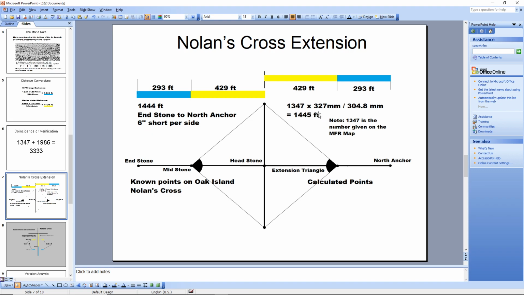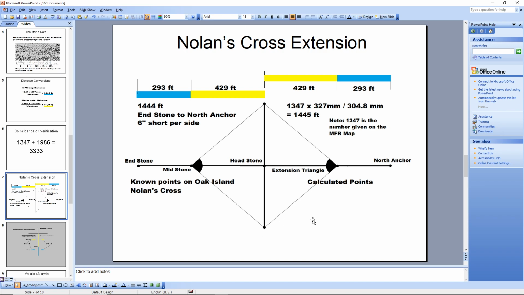If you take 1347 and convert it, you get 1,445 feet. Okay. And 1,347 is the number given on the Rochefoucauld map. I just showed you that. So when you take that number and double it, it's off by 1 foot, which equates to about 6 inches per side.